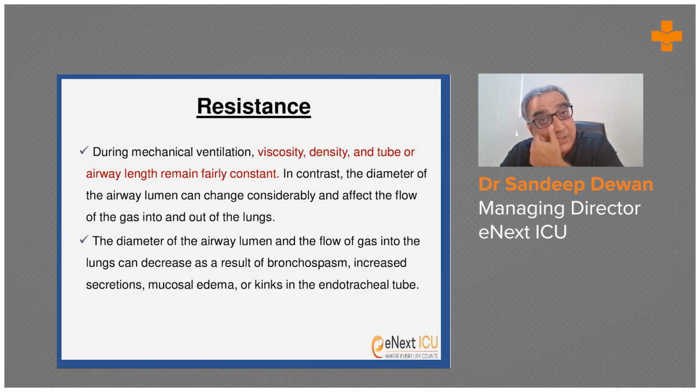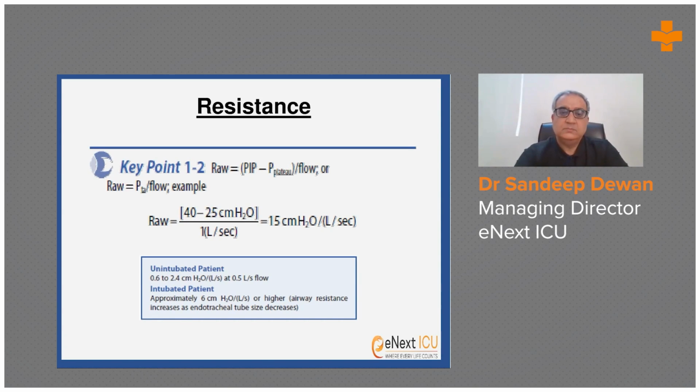Similarly, the resistance depends on other factors like bronchospasm, secretions, endotracheal tube kinking, mucosal edema. All these factors which cause obstruction in the airway will increase the resistance. So this is the formula for resistance, as I was telling you for the compliance. Resistance is PIP, which is the peak inspiratory pressure. What is peak inspiratory pressure? It is the pressure in the airway. Minus P plateau. P plateau is the pressure at the alveoli, divided by the flow in seconds.